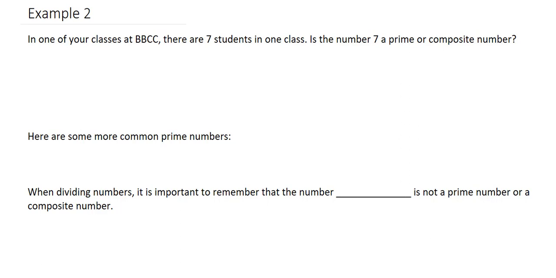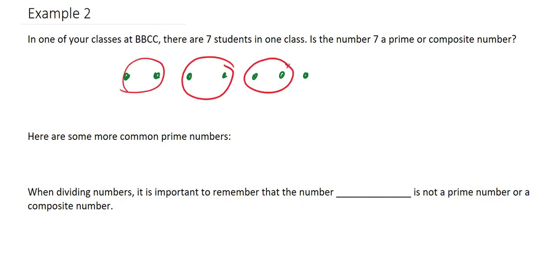So in your classes at BBCC, there are 7 students in one class. Is the number 7 a prime or composite number? So let's just do dots to represent each student. Now we have 7 dots, and we're going to see, can we divide this into equal groups? Well, if we did 2, notice that we only have 1 here. So that's not going to work. So it couldn't be broken down that way.